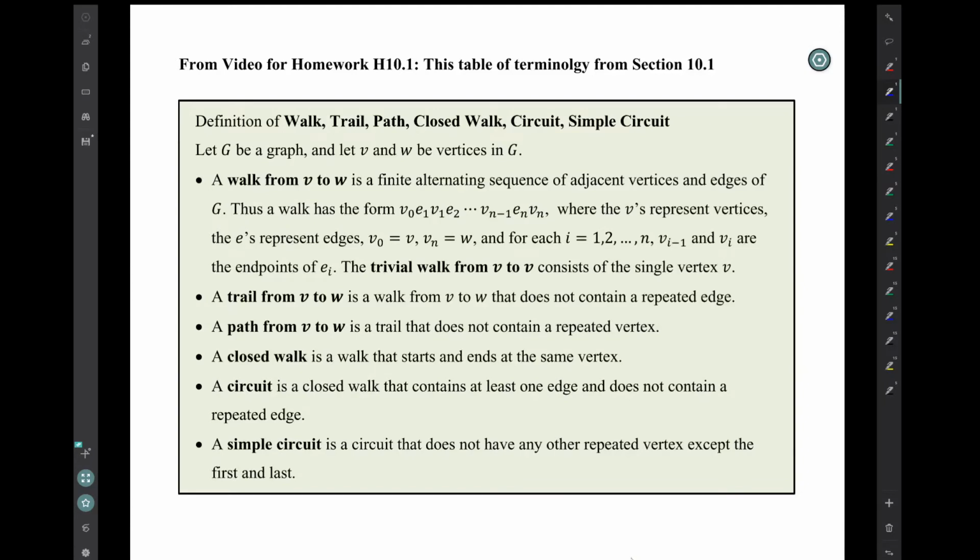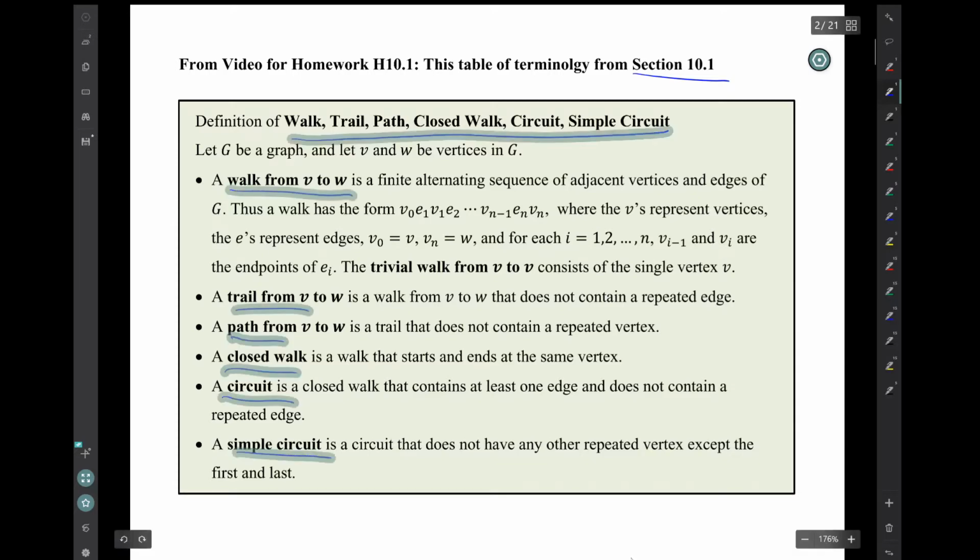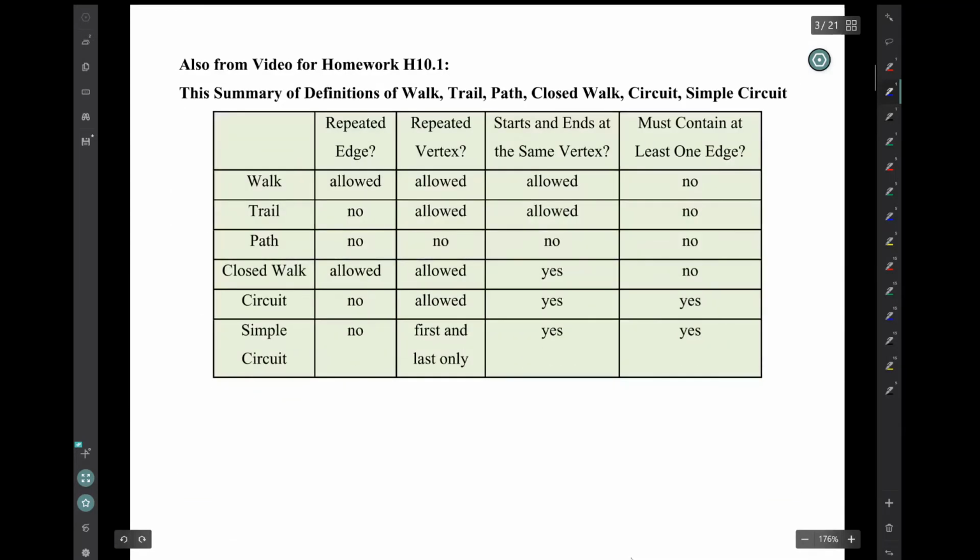Recall the terminology of walks, trails, paths, closed walks, circuits, and simple circuits from section 10.1. These definitions are maybe best kept straight by making a table that summarizes their properties. So a walk can have repeated edges, can have repeated vertices, can start and end at the same vertex, but doesn't have to. It does not have to even contain any edges.